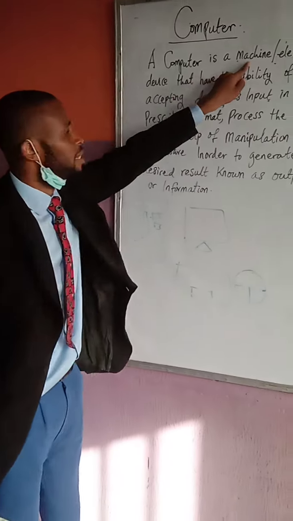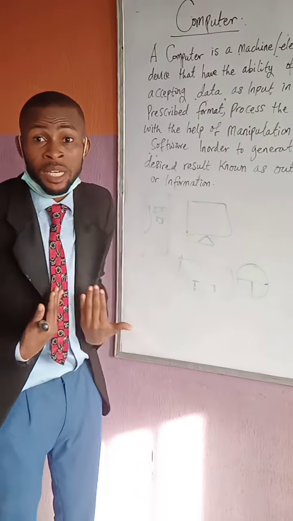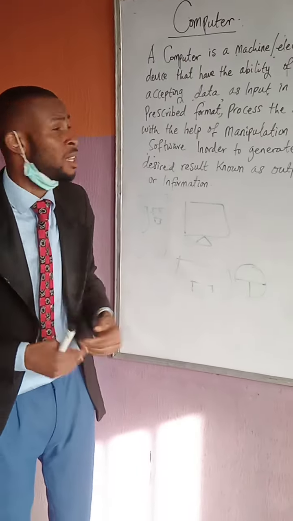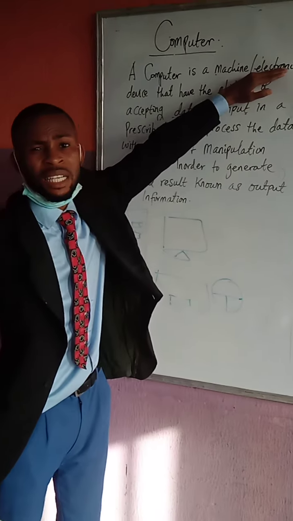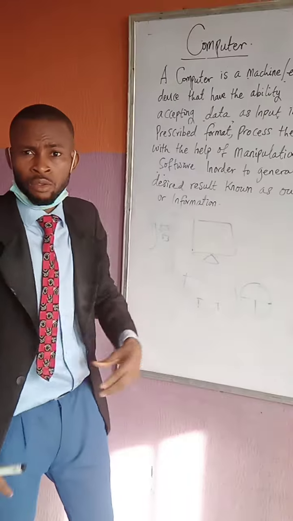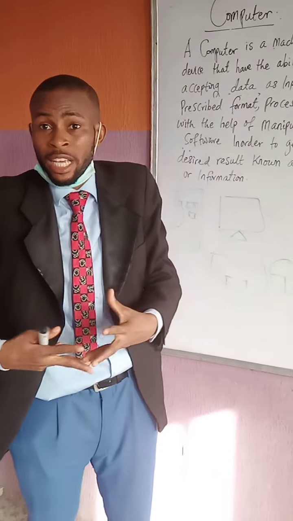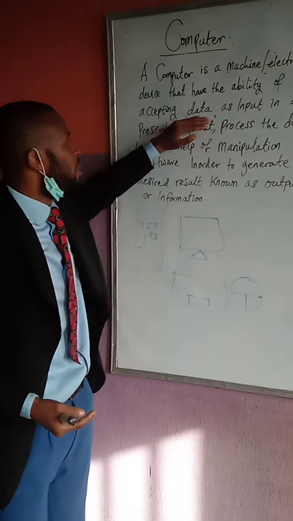We say a computer is a machine. You all know what a machine is. A machine is anything that makes our job easier and faster. And since a computer makes our job easier and faster, definitely a computer is a machine. Or you can say a computer is an electronic device that makes use of electricity. Those devices are equipment connected together to function, that have the ability of accepting data.